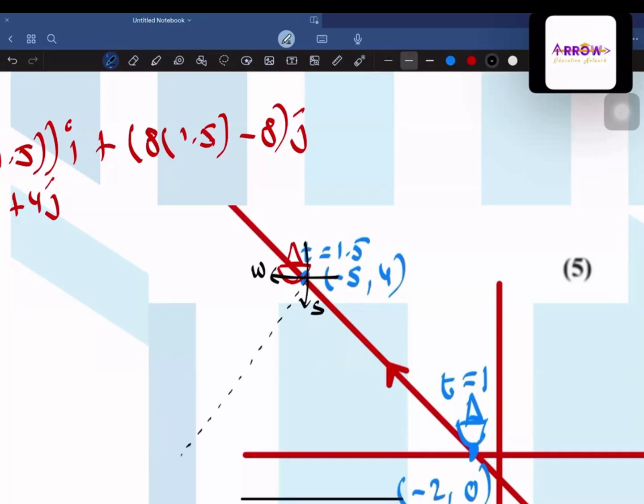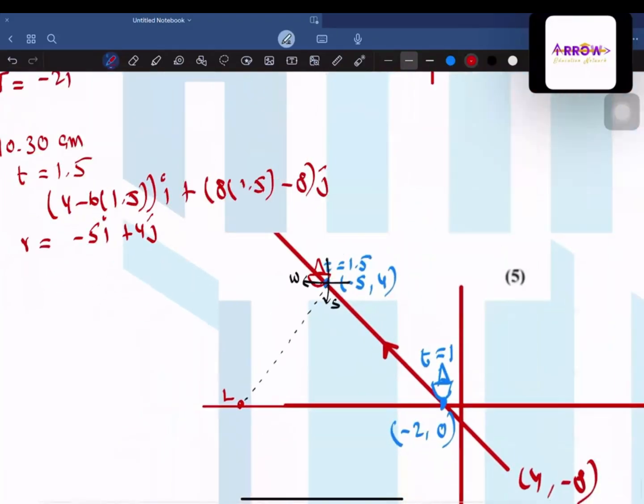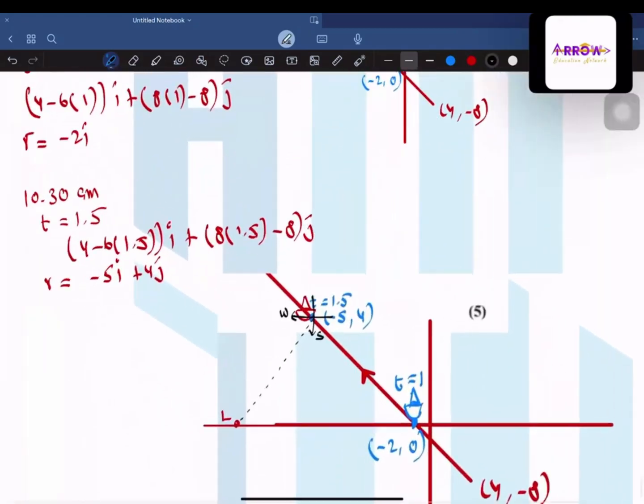Wonderful. So I'm going to extend this horizontal axis over here. Here is basically the lighthouse. This is the fixed point of the lighthouse. Southwest means halfway between south and west, at exactly the midpoint of south and west, that is the line.